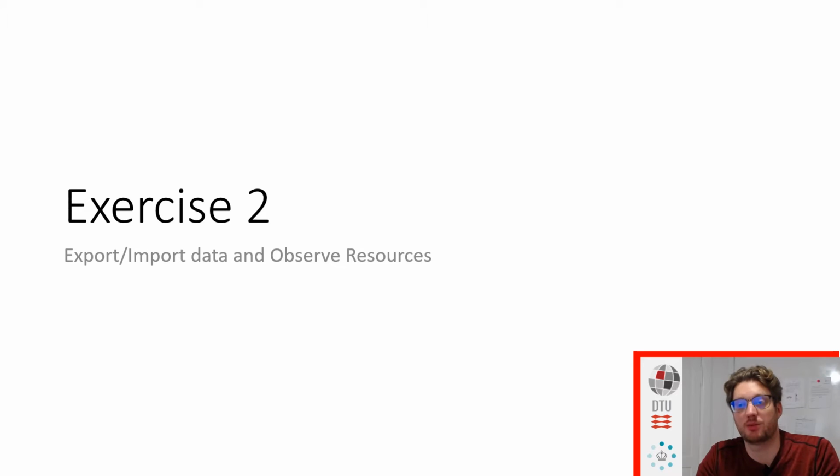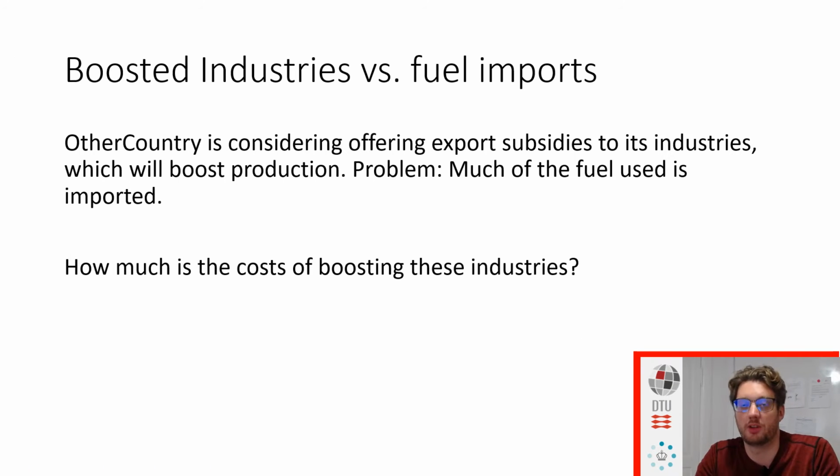Hi, and welcome to exercise 2 for the DFC Energy Planning course, where you will export and import data from Excel to LEAP and observe resources in your results. So this exercise is about boosted industries versus fuel imports. Similar to the former model, now we're going to work with a different part of it. Remember to use the exercise 2 start, as it is not the same as the one you just completed for exercise 1. So let's go on to the task.